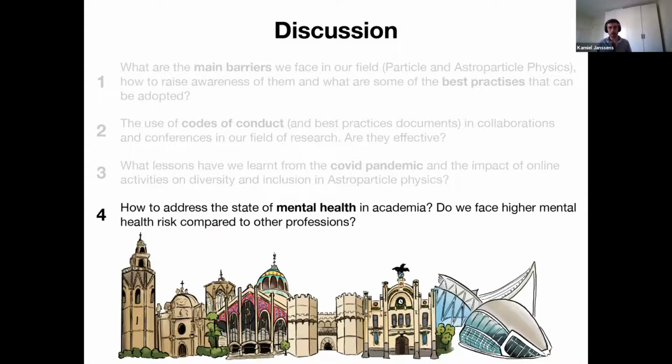And if we face higher mental health risk compared to other professions, yeah, it's hard to answer at this moment yet. I hope to have an answer in the near future when our survey in gravitational waves, at least, gives us a better view on this. So yeah, also here surveys fit in perfectly, but maybe someone else can chime in.